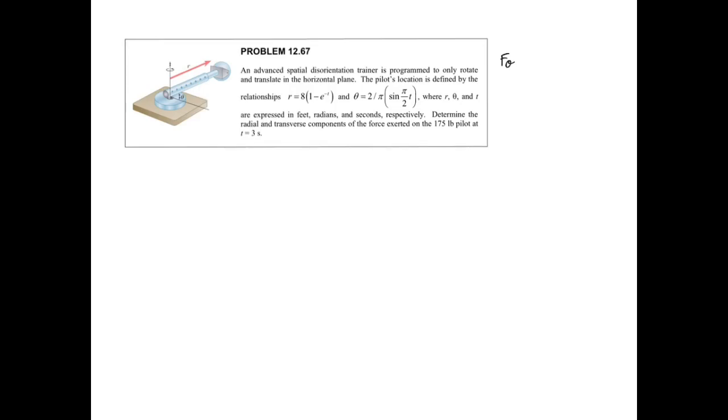So we're looking for the force in the radial direction and the transverse direction. The weight of the pilot is equal to 175 pounds, and we're looking for the forces at time t equals 3 seconds. Now to start off, this is really important: the weight of the pilot is 175 pounds. That's not the same as mass. If you wanted the mass of the pilot, this would be equal to 175 pounds divided by 32.2 feet per second squared.